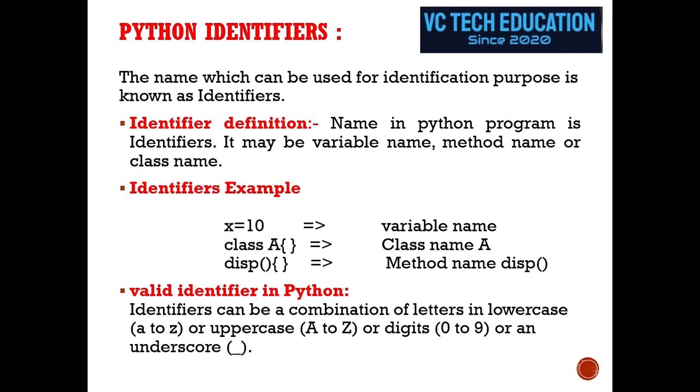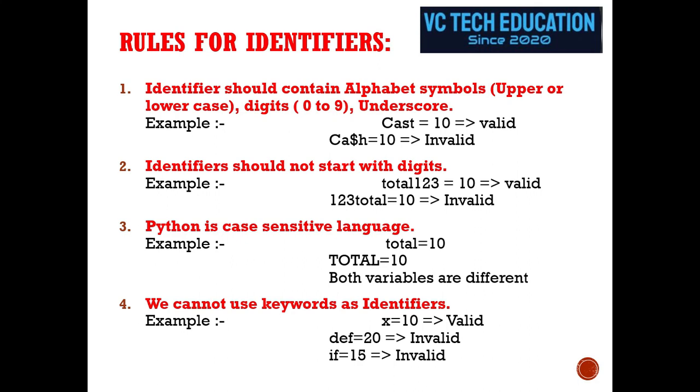The valid identifiers in Python: identifiers can be a combination of letters in lowercase a to z or uppercase A to Z, or digits 0 to 9, or an underscore. Rules for identifiers: an identifier should contain alphabet symbols in upper or lower case, digits 0 to 9, and underscore. Example: cash equal to 10 is valid, while cash$ equal to 10 is invalid, where the dollar symbol is not allowed.